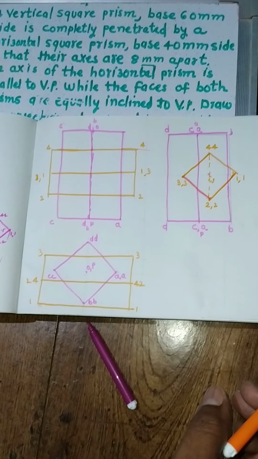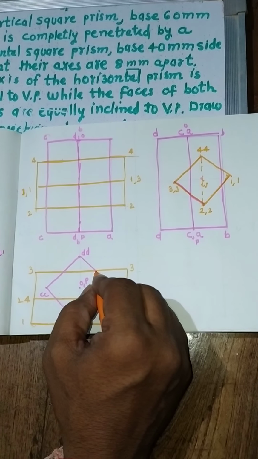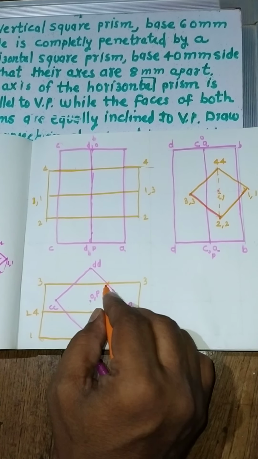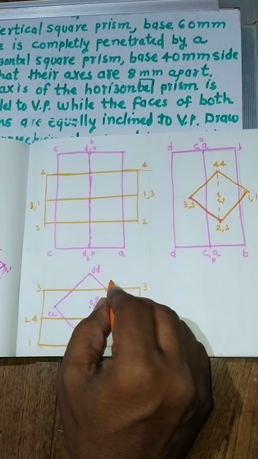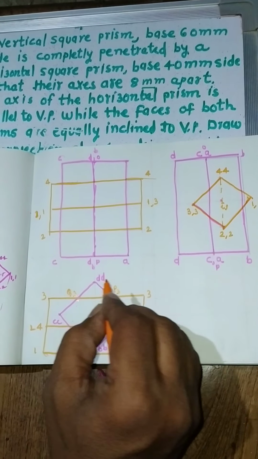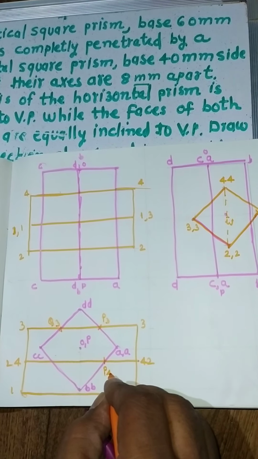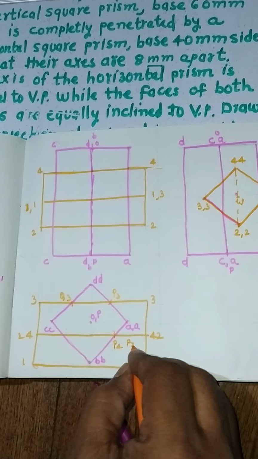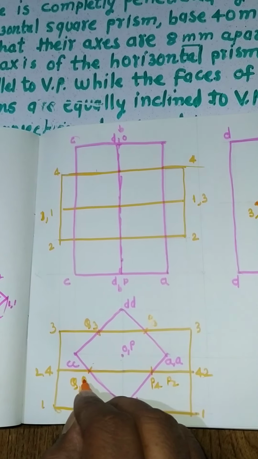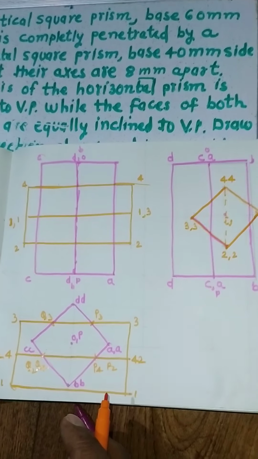To draw the intersection of solid, we have to move to the top view. The edge 3-3, where it cuts the vertical member at the entry and at the exit, we will name as P3 at the entry and Q3 at the exit. Similarly, we have to name all the points. This is the point P4 and P2, and Q2, Q4. And this is the point which is not intersecting the vertical member.